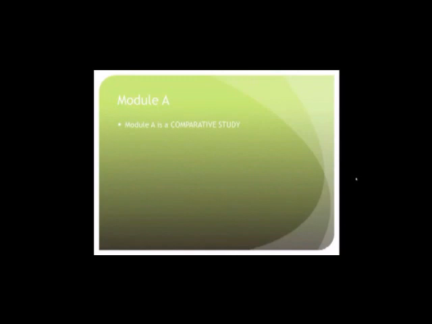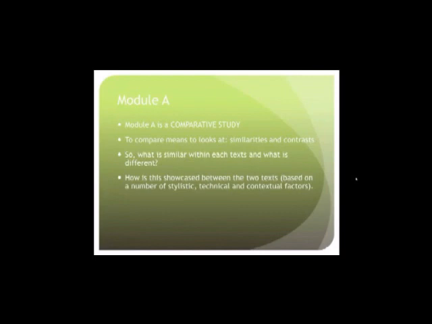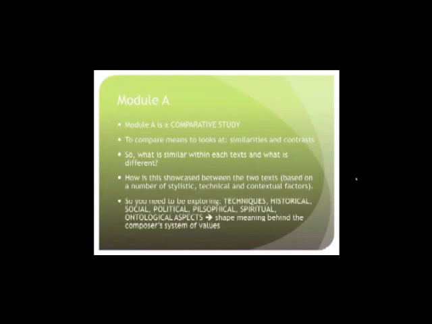So, Module A is a comparative study. When we say comparative, compare means to look at the similarities and the contrasts. So what is similar in each text and what is different? So the two areas, similarities and differences. And how is this showcased between the two texts based on a number of stylistic, technical and contextual factors. By that I'm looking at techniques, and the historical, social, political, philosophical, spiritual, ontological aspects, which shape the meaning behind the composer's system of values. Apologies, philosophical is spelt wrong as well.